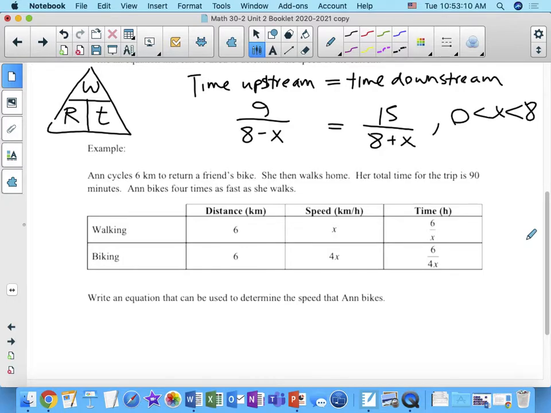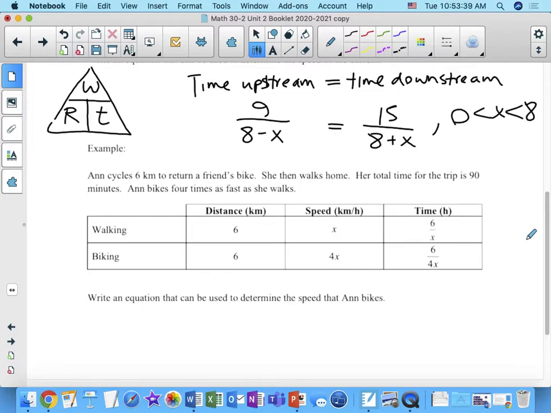So we want to know how fast does she bike. Or we're not actually asked in this question to figure that out, but we're asked to write an equation that could be used to figure that out, right? So if we look at the chart, determine the speed that she bikes, and we look at the speed column, that's where the variable has been assigned. And in this case, it's actually been assigned to the walking speed. Walking has been given the variable x.